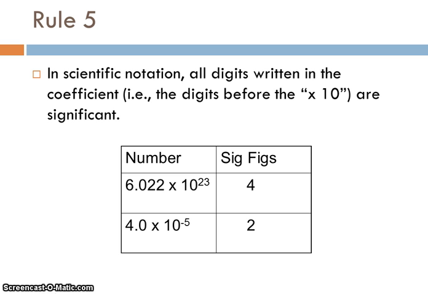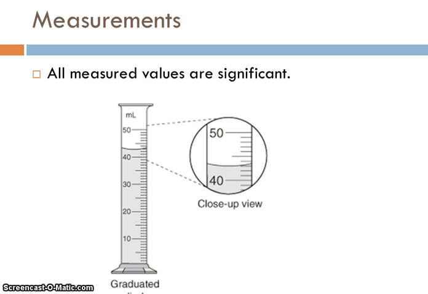So these are all the rules. Students tend to have the most trouble keeping the leading zeros and trailing zero rules straight. Those are the trickiest ones for some reason. All right. The other thing I wanted to point out is that all measured values are significant.